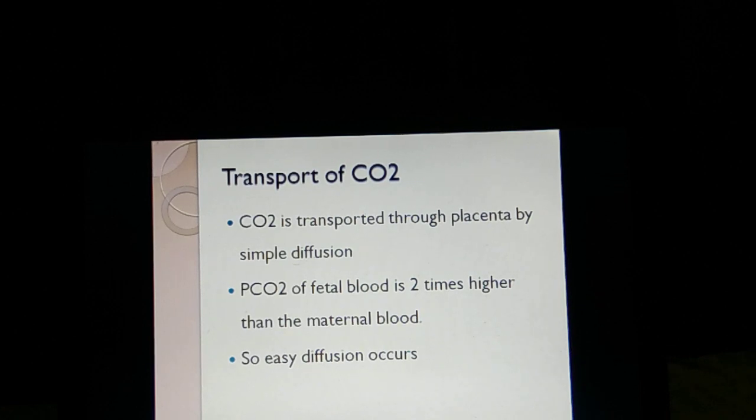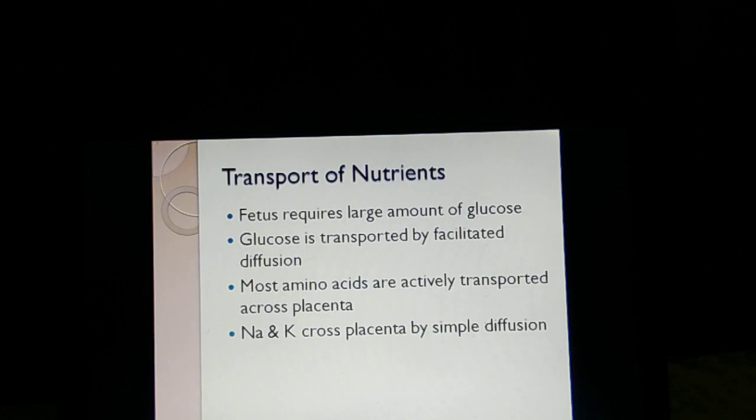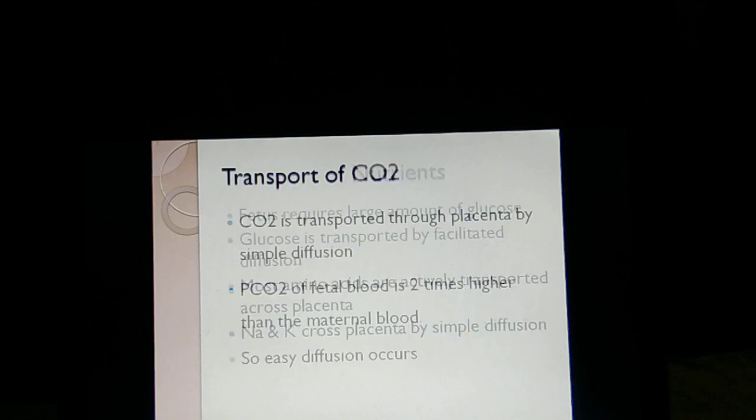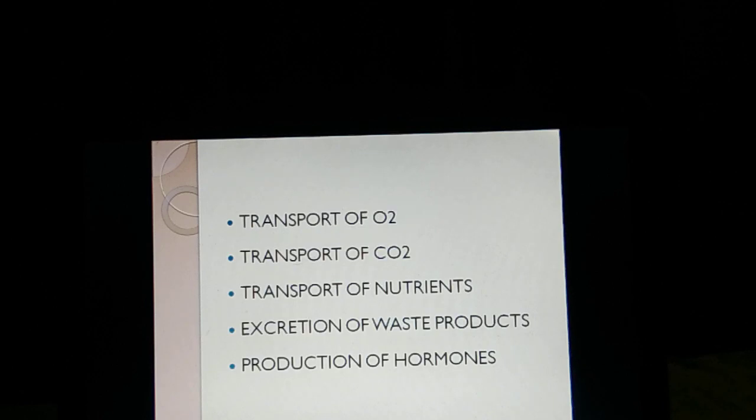The next important function is transport of antibodies. So the most maternal immunoglobulins are transferred by receptor mediated endocytosis into fetus and are responsible for innate immunity. Rh antibodies are easily transported as compared to ABO antibodies. That is why the effect of Rh incompatibility are more severe.